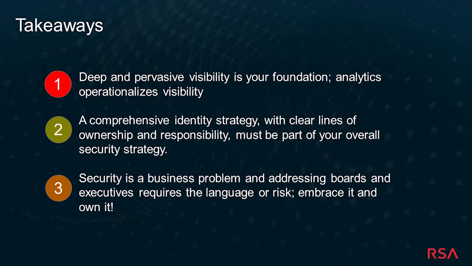The second key takeaway is to have a comprehensive identity strategy. Have clear lines of ownership and responsibility. That has to be part of your overall strategy. In fact, in a lot of companies I talk to, the people who own identity typically never talk to the people who deal with security. And yet, identity is the most consequential attack vector out there. So being able to address that gap, being able to have some level of ownership, or at least some level of being at the table, is going to be paramount for most organizations' success.